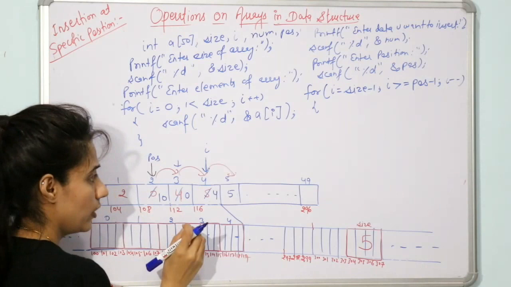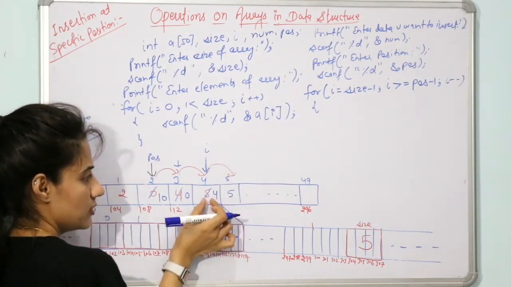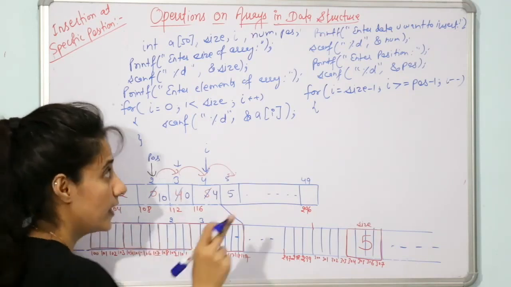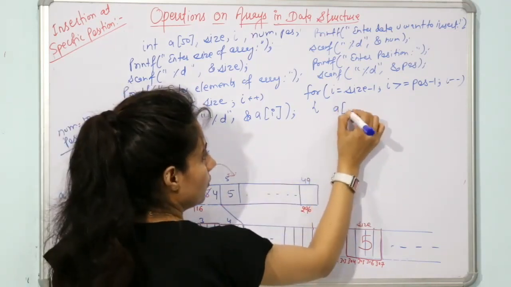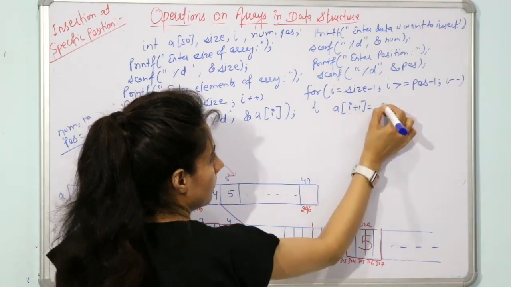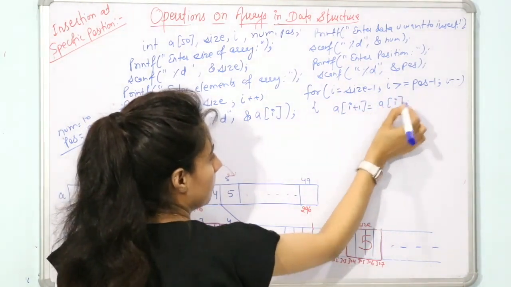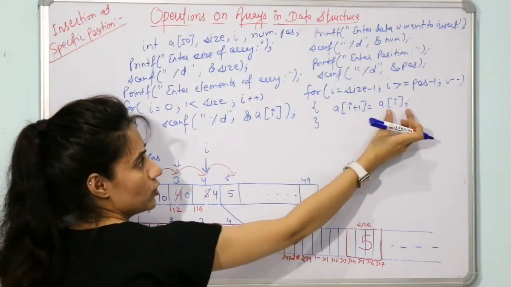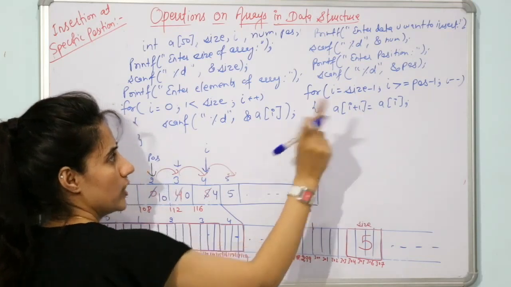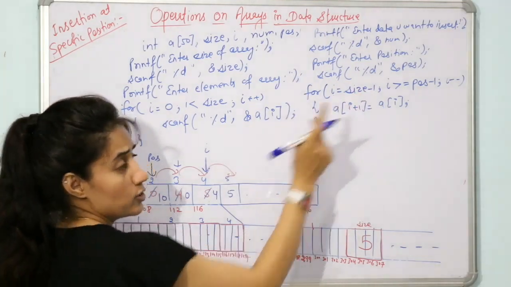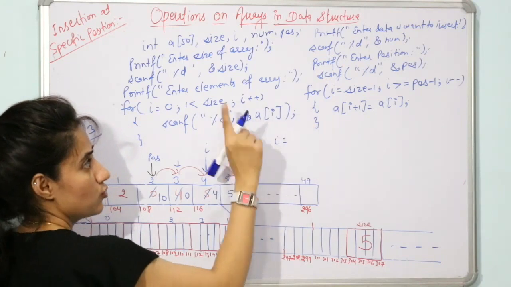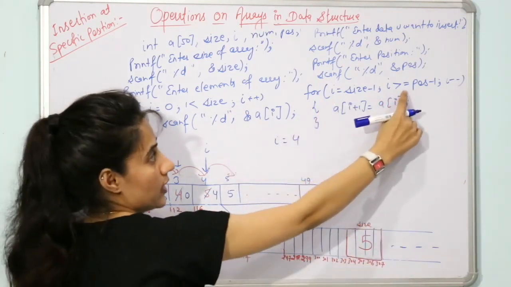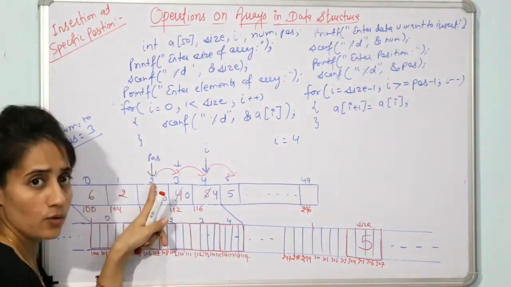Now what we are doing, we are inserting this previous value to I plus 1, right? So how will you write here? A of I plus 1 is equal to A of I. See, A of I would be shifted to A of I plus 1, starting at I equal to size minus 1. Size is 5, so I is equal to 4. 4 is greater than or equal to position minus 1, 4 is greater than or equal to 2, fine.